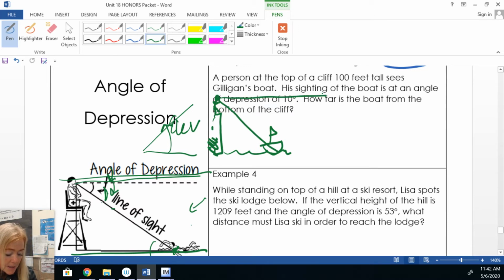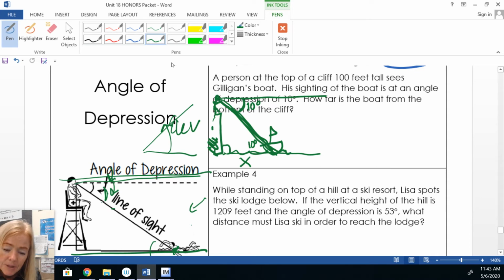So what we see is a horizontal going straight across from the person standing on top of the cliff, and that creates a parallel line to the ground where the water is. So these two become the parallel lines. This side is the transversal, and this angle is 10 degrees, but then that means this angle down there is the 10-degree angle in our triangle that we're using indirectly to find out how far the boat is from the bottom of the cliff, which is right here. We don't know.